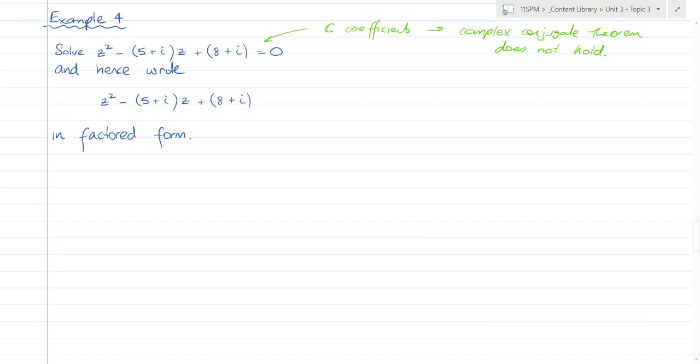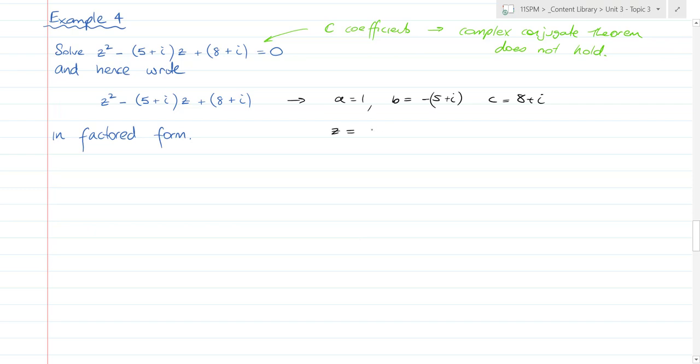So the best way, again, our fallback, because quite frankly, I don't want to try and factorize this, is to use either completing the square or the quadratic formula. I'm going to go to the quadratic formula and see how we go. I get A is equal to 1, B is equal to negative (5 plus i), and C is equal to 8 plus i. And so I'm going to solve this now using that information.